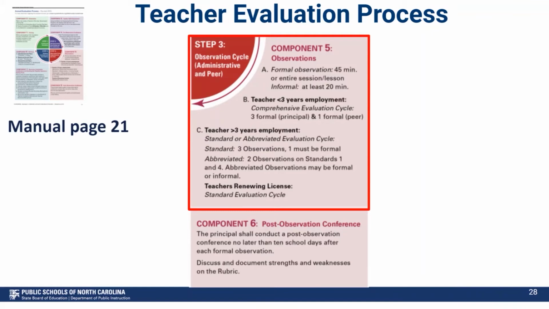If the teacher has more than 3 years of employment, they will be on the standard plan or they could be on the abbreviated evaluation cycle. That's the decision of your district. However, if the teacher is renewing their license this year, they should be on that standard evaluation cycle. The standard cycle includes 3 observations. 1 must be formal, and the abbreviated evaluation includes 2 observations on just standards 1 and 4. Abbreviated observations may be formal or informal.